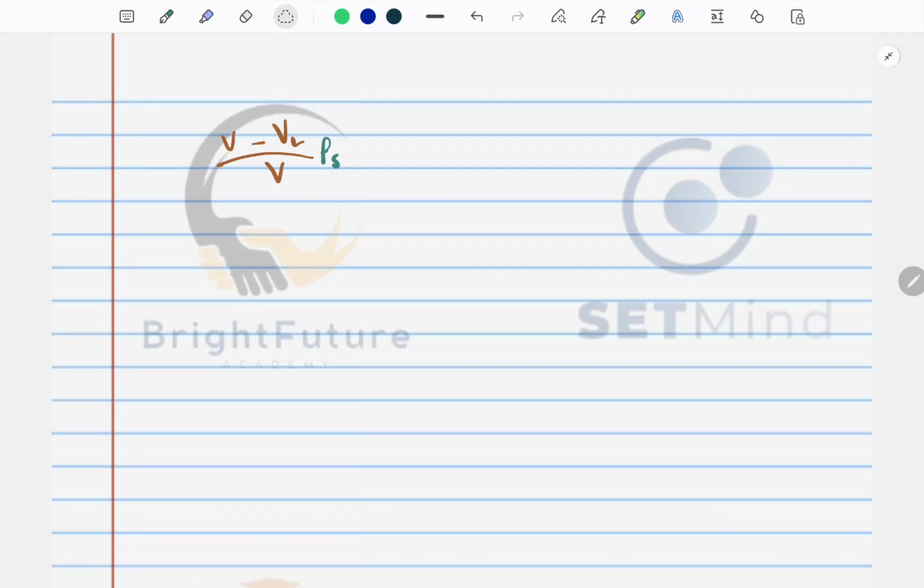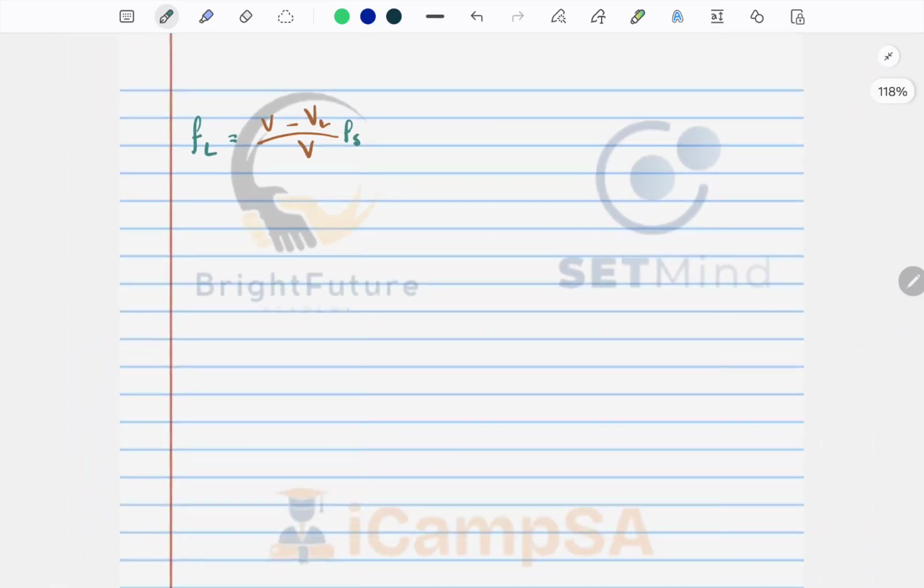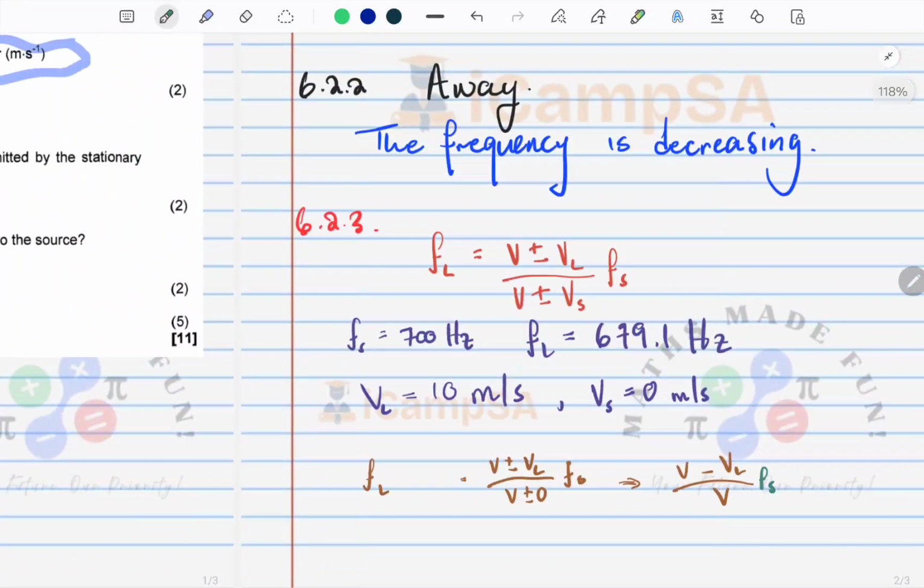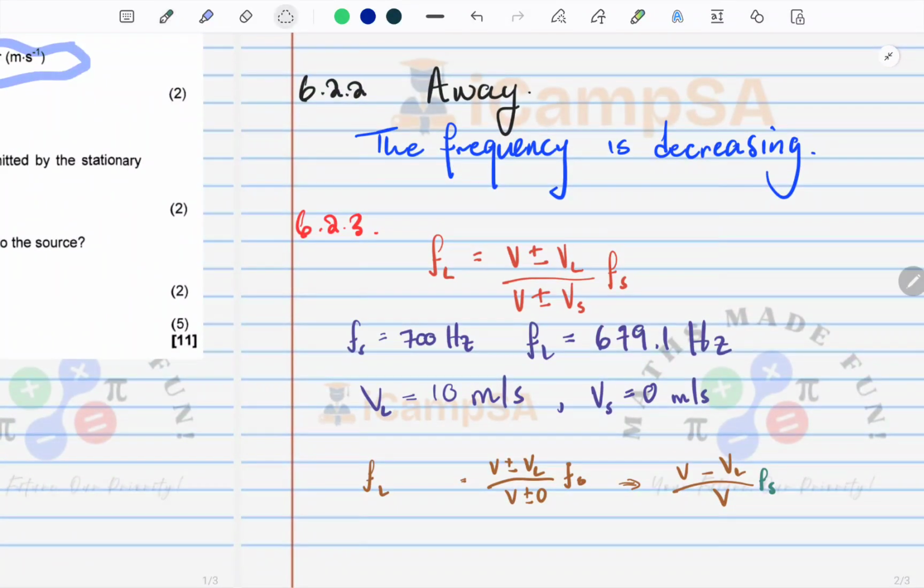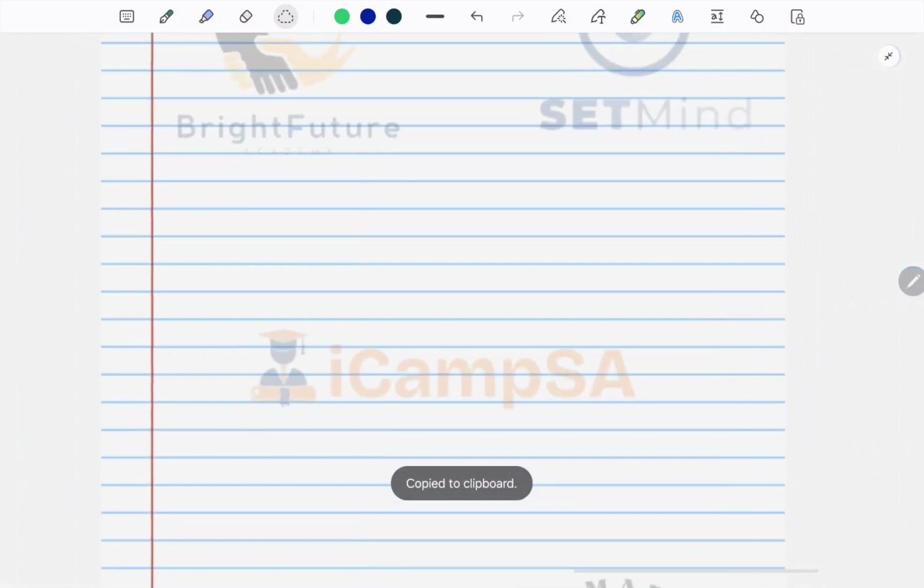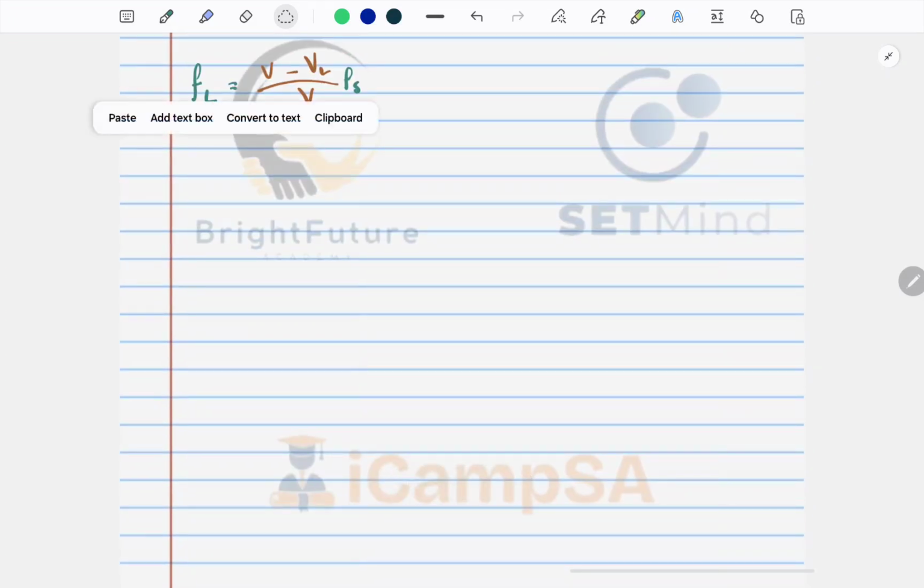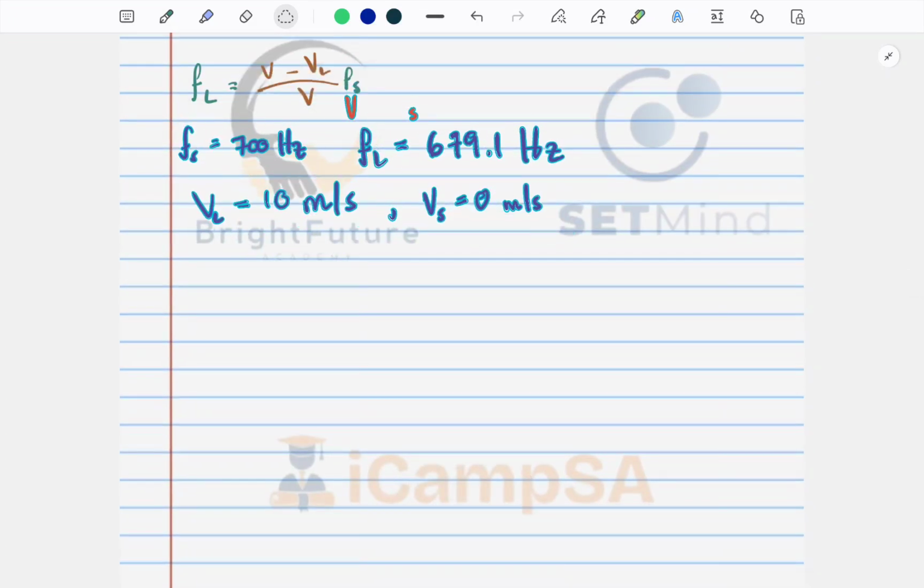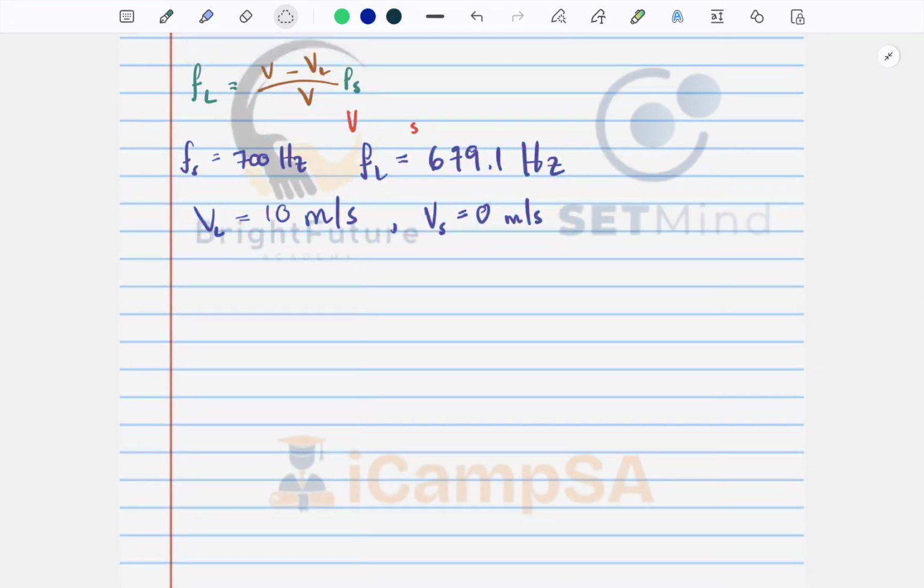Let's see. Okay, so here we've got FL is equal to, right, now let's just get our numbers so that it's easy for us to substitute. Right, so now we've got all of the data. It's a matter of now substituting here, and then we get the answer that we're looking for.